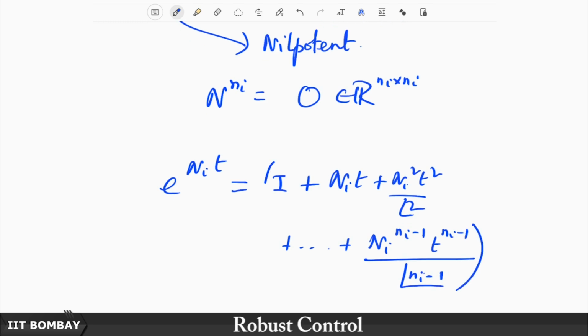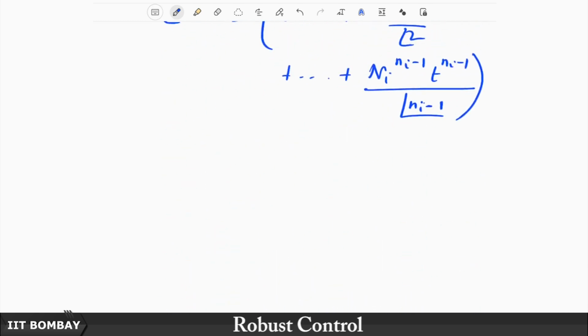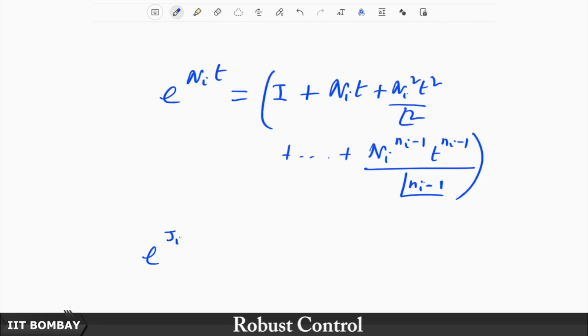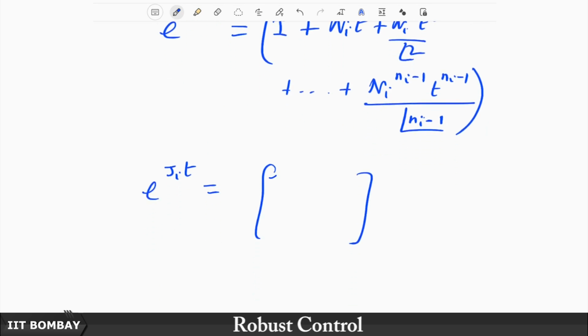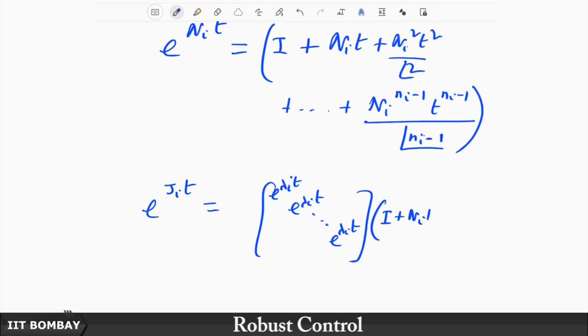So this is just a finite sum then, right, and this is what makes this so easy to deal with, because now, plugging in this result, e to the J_i t will become something that we can write down in a straightforward fashion: e to the lambda_i t, e to the lambda_i t, dot dot dot, e to the lambda_i t, times this sum, which is nothing but I plus N_i t plus dot dot dot, till the last term would be N_i to the power n_i minus 1, t to the power n_i minus 1, upon factorial (n_i minus 1). Yeah, that is all there is to it.